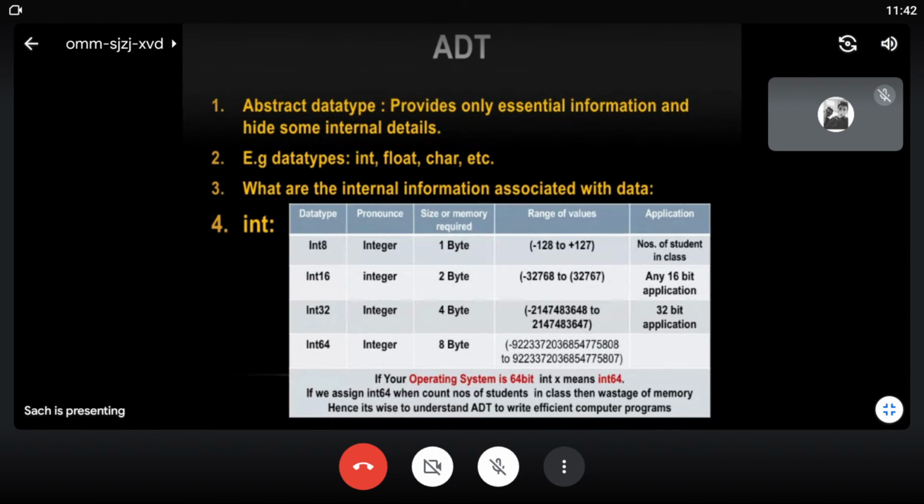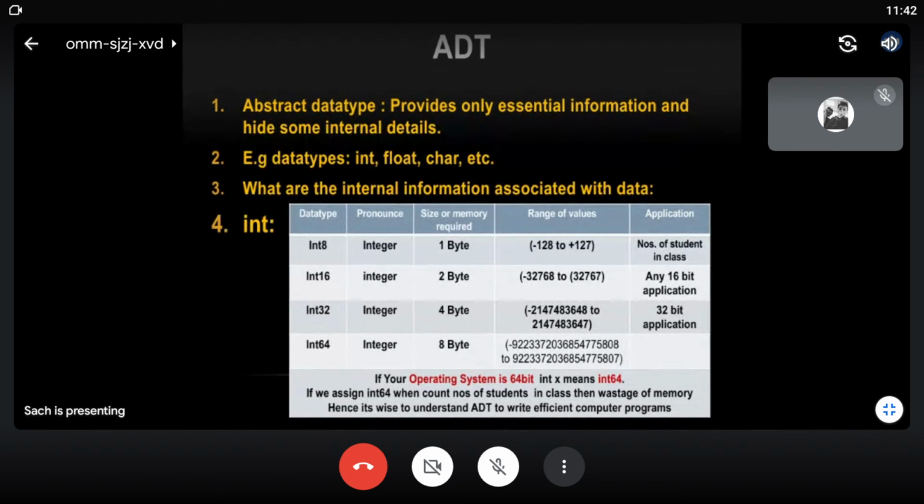Now, as we say that the integer data type or any user defined data type is associated with memory, you can see the memory required or the size of the data type. So INT 8 is of 1 byte, that is 1 byte is equal to 8 bits.